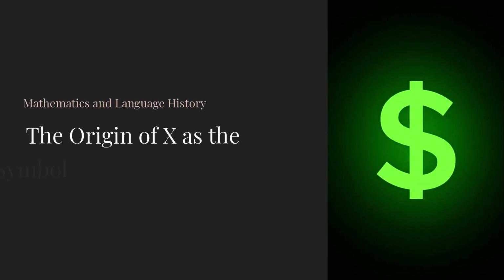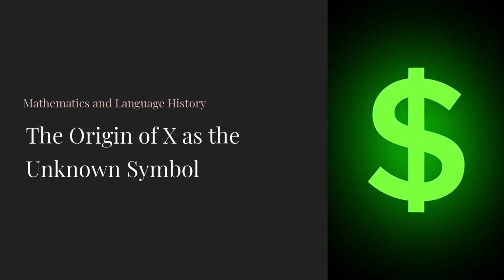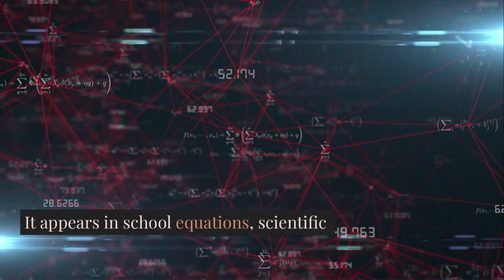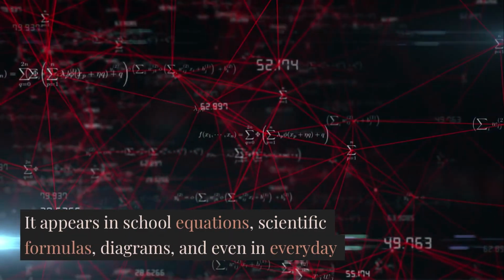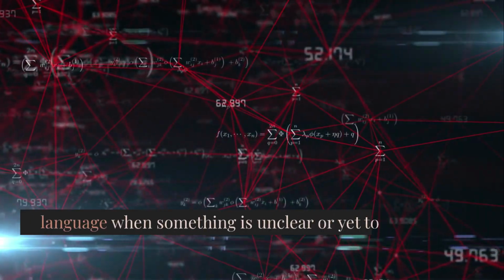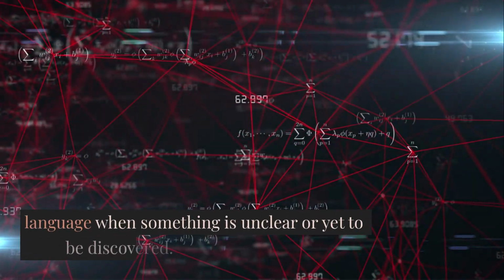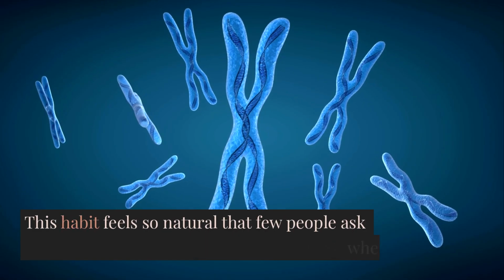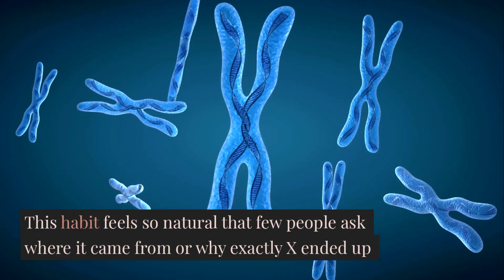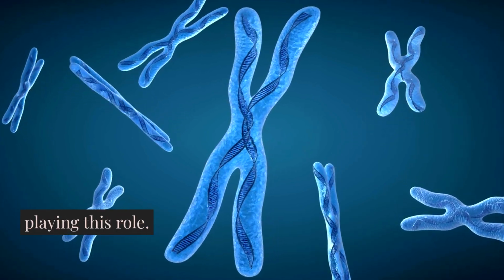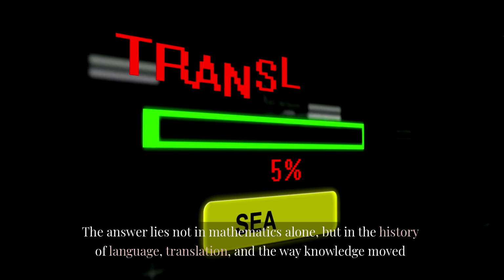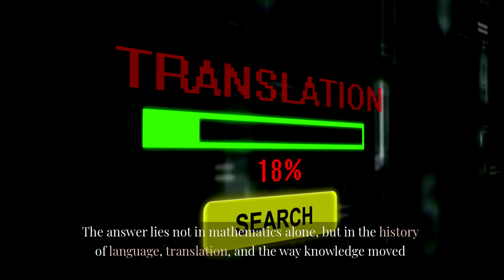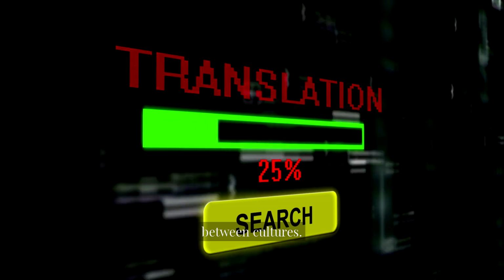In mathematics and science, the letter X has become the universal symbol of the unknown. It appears in school equations, scientific formulas, diagrams, and even in everyday language when something is unclear or yet to be discovered. This habit feels so natural that few people ask where it came from or why exactly X ended up playing this role. The answer lies not in mathematics alone, but in the history of language, translation, and the way knowledge moved between cultures.